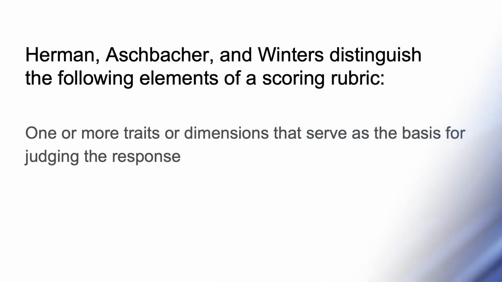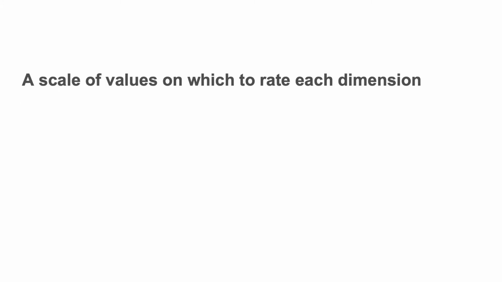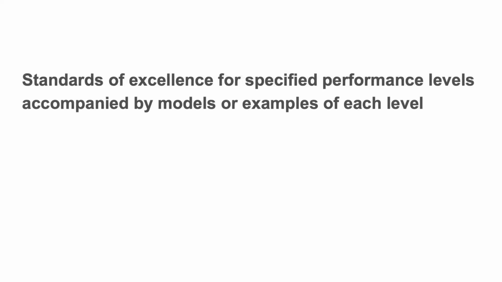Herman, Ashbacher and Winters distinguish the following elements of a scoring rubric: one or more traits or dimensions that serve as the basis for judging the student's response, definitions and examples to clarify the meaning of each trait or dimension, a scale of values on which to rate each dimension, and standards of excellence for specified performance levels accompanied by models or examples of each level.